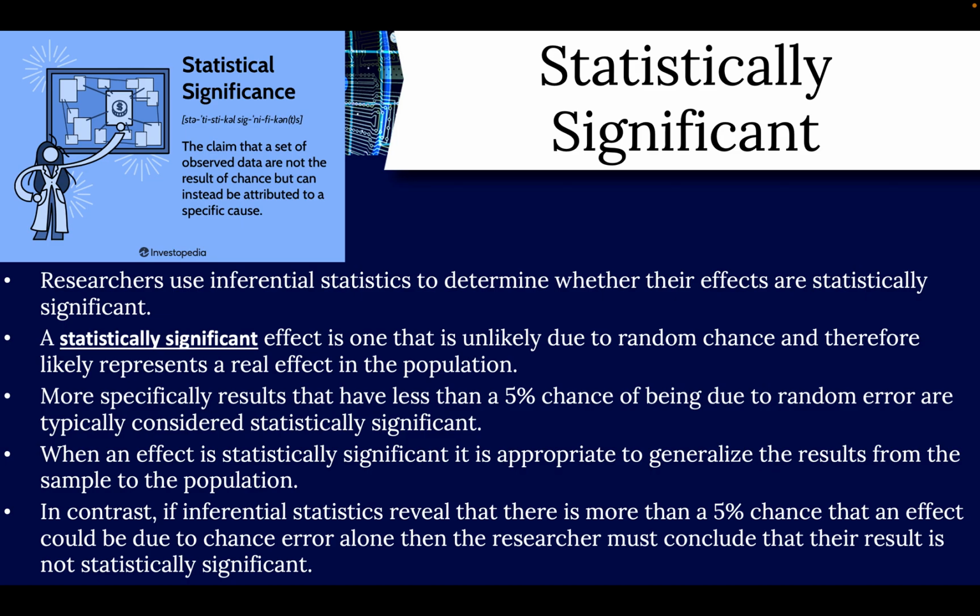More specifically, results that have less than a 5% chance of being due to random error are typically considered statistically significant. When an effect is statistically significant, it is appropriate to generalize the results from the sample to the population. In contrast, if inferential statistics reveal that there is more than a 5% chance that the effect could be due to chance error alone, then the researcher must conclude that their result is not statistically significant. And that's what we're looking for. We're looking for statistical significance so that when we talk about resilience, we can talk about this is what affects resilience. These other things have no effect on it.